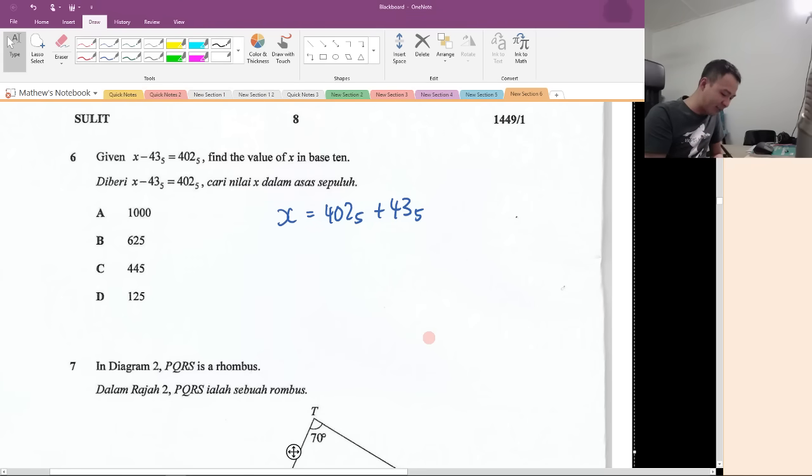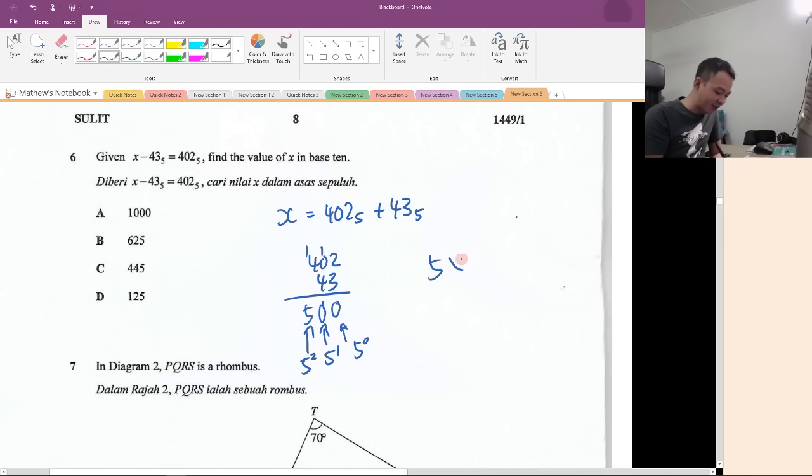If I add 402 plus 43 in base 5, 2 plus 3 is 5, and 5 will become a 10. Then 4 plus 1 plus 4 is 5, and 5 will become a 10. So you have 500 here. If you want to change 500 to base 10, this is 5 power of 0, 5 power of 1, and this is 5 power of 2. So it's 5 multiply 25, so you got 625. So the answer will be B here.